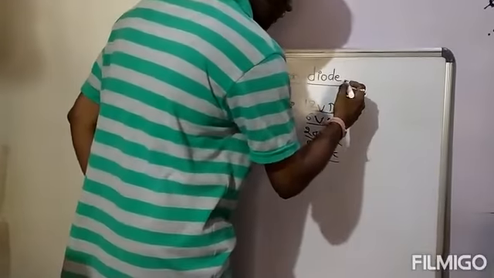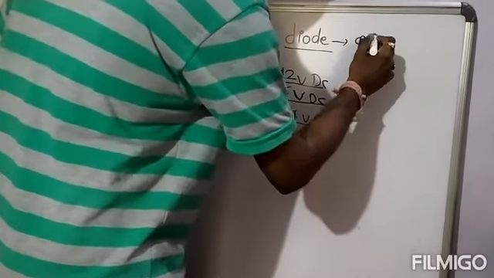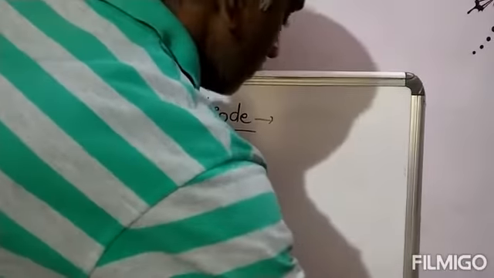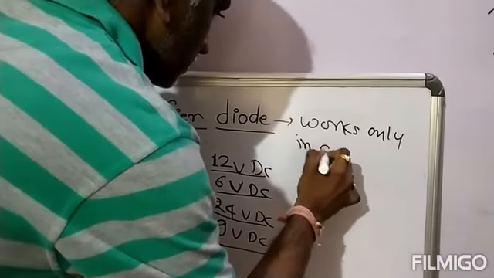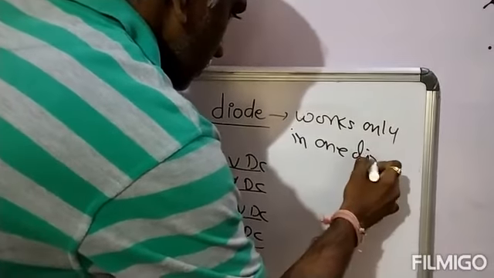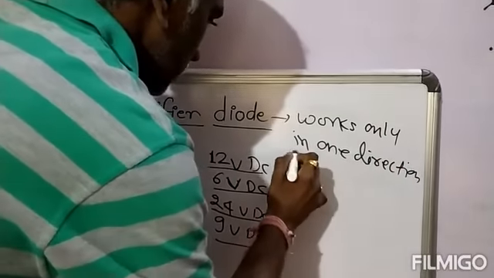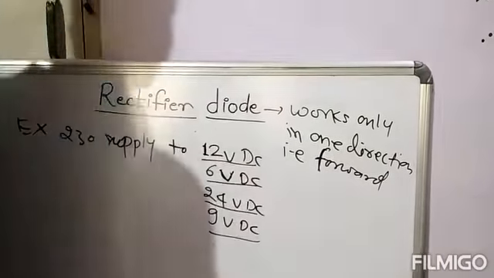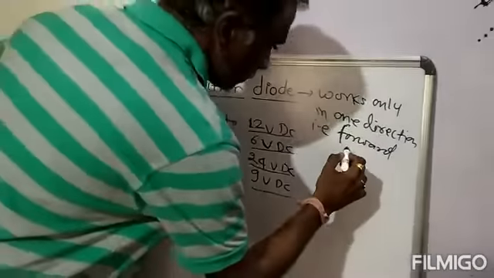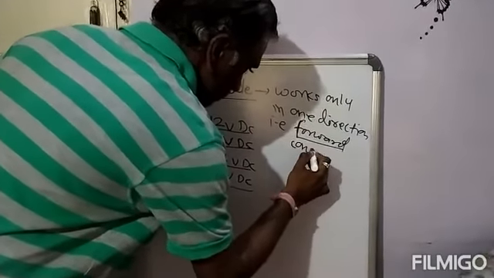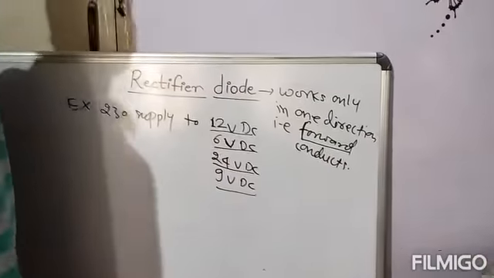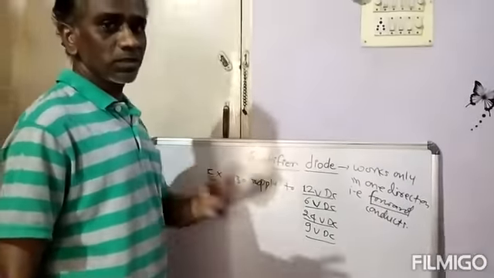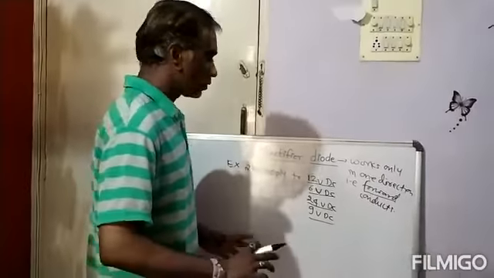So what is a diode? It works only in one direction, in forward. I have already told you, a diode always conducts in the forward direction. And whenever a diode is in reverse direction, it never conducts because the resistance is very high, and hence the circuit is open.